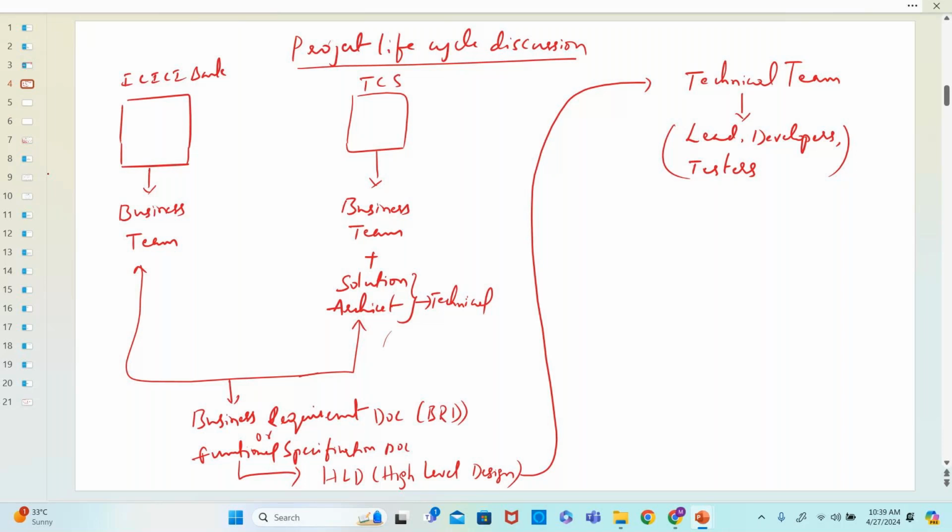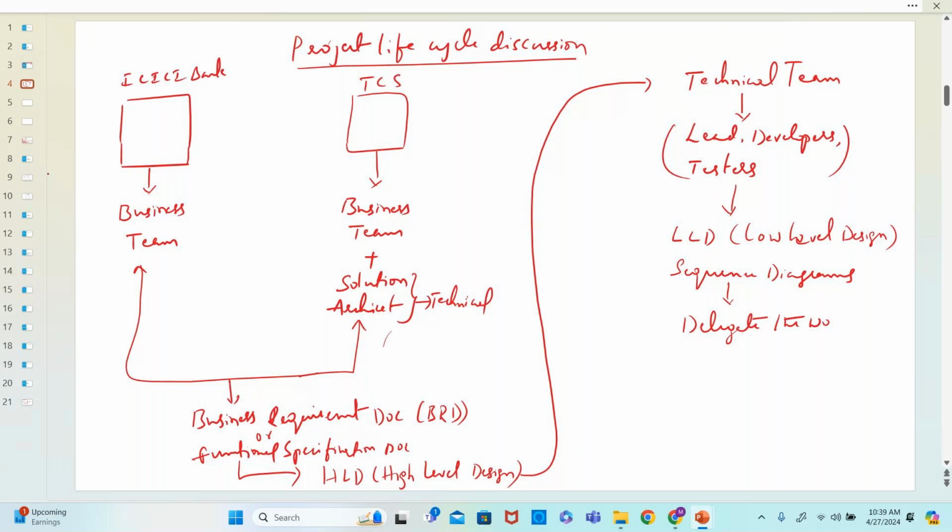Now the lead will try to develop the LLD, the low level design, and sequence diagrams, and then delegate the work to developers. Now the developer work will start.